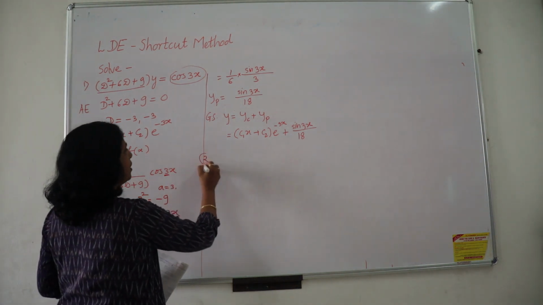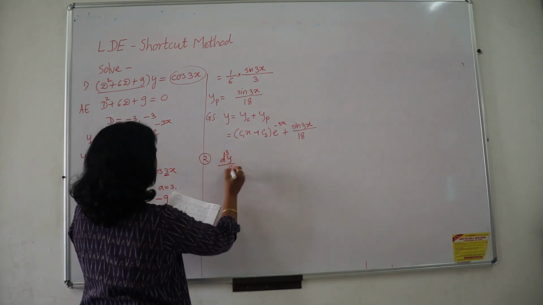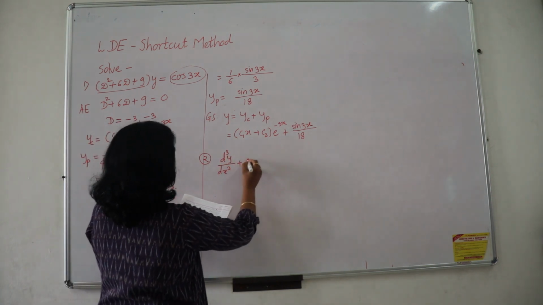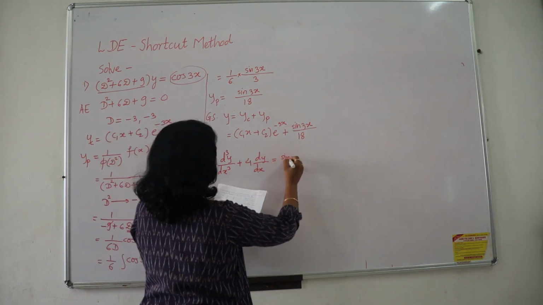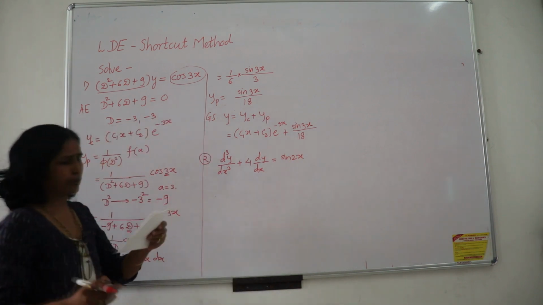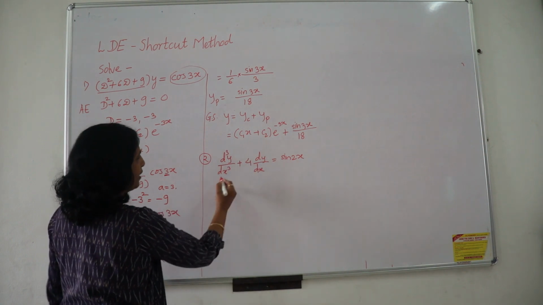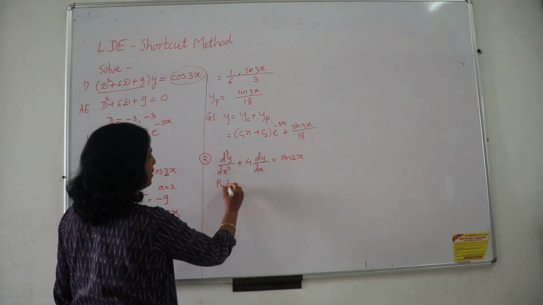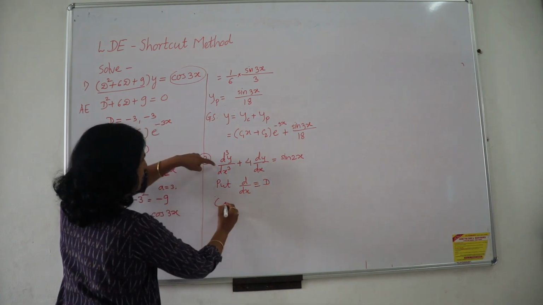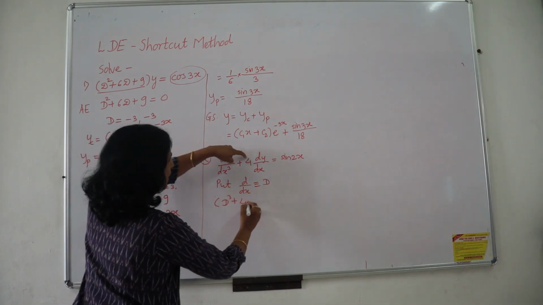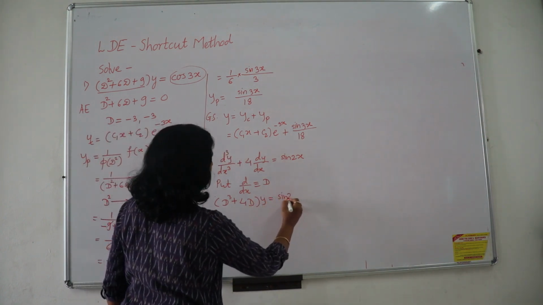So let's resume with example number 2, and what is it? Now, d cube y by dx cube plus 4 dy by dx is equal to sin 2x. Slowly let us cover all the things to simplify that. Here first of all I have derivatives, so you replace them. D by dx is replaced by D, and what I am getting here is D cube plus 4D, with y taken common, equal to sin of 2x.